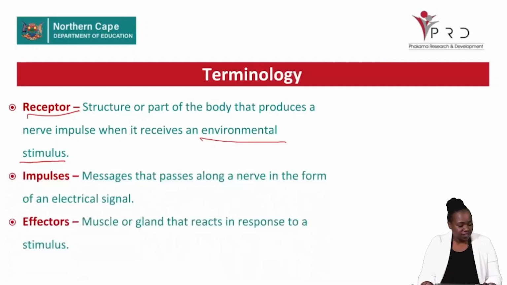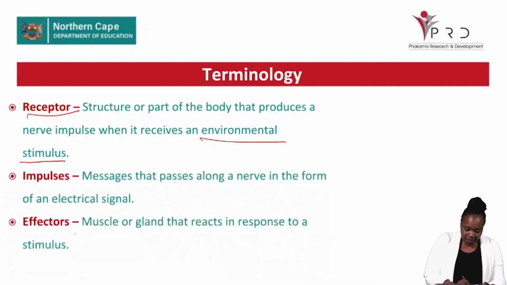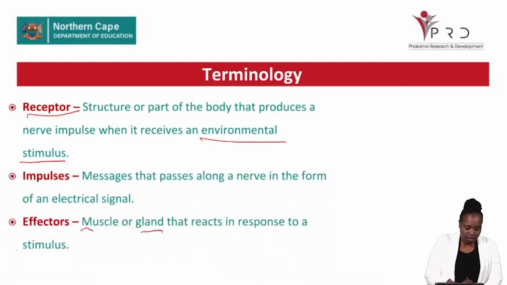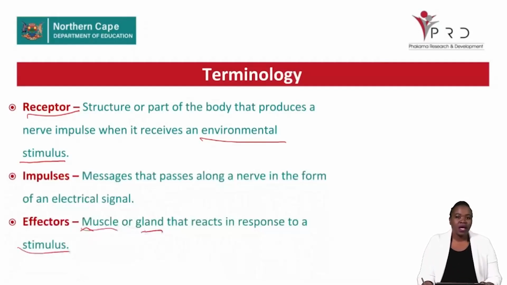And then we have effectors. These are muscles or glands that react in response to a stimulus. So we have muscles and we have glands that react to any change that takes place. For example, your muscles would contract or relax when there is a stimulus from the external environment.